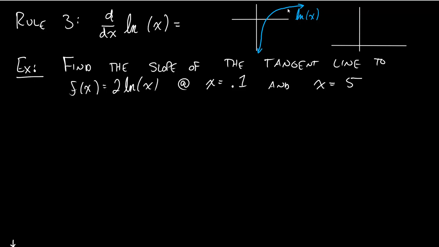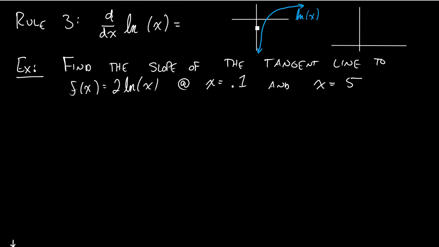Ln of x actually looks like this. It goes down towards negative infinity as it approaches x equals 0. And it always does increase, but it increases really slowly out here. So let's get a little bit of intuition for what the graph of the derivative might look like.